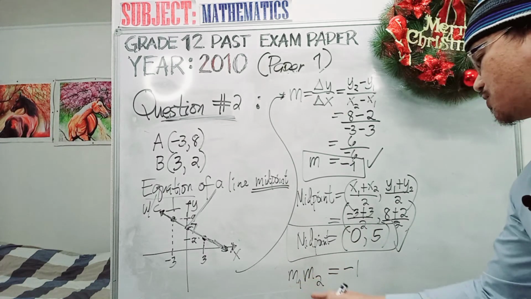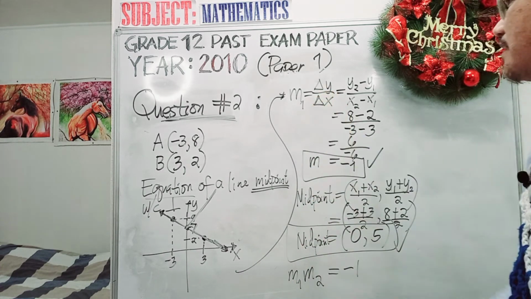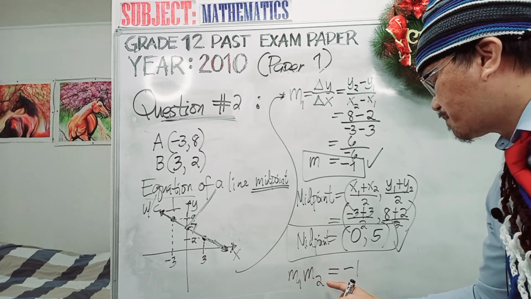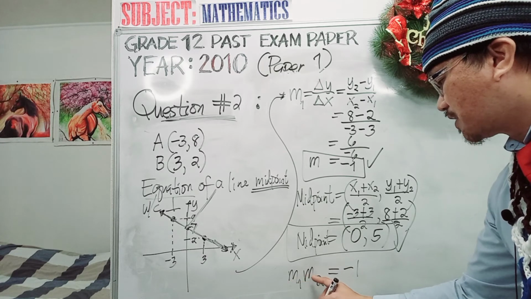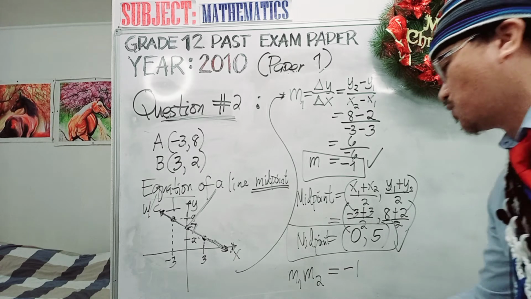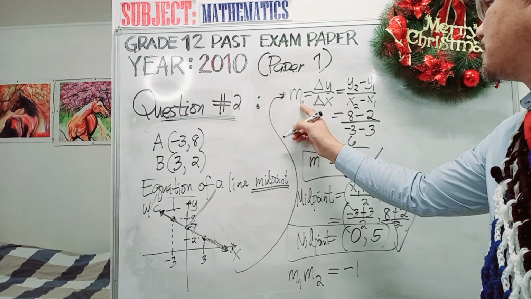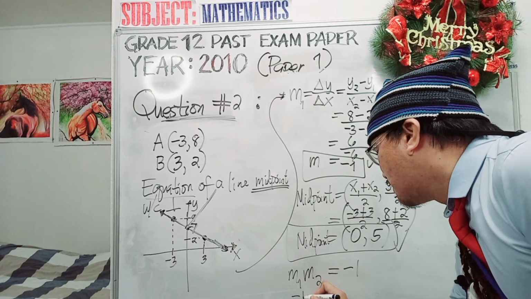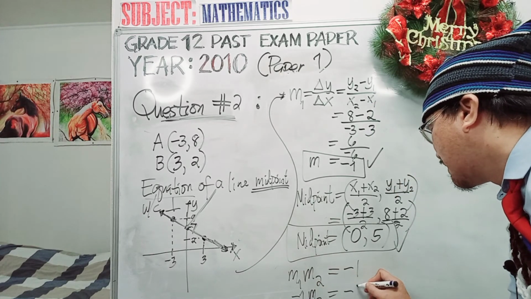So when you substitute, let's say we name this one as gradient 1, when the two lines are perpendicular to each other, the product of the gradients is always equal to negative 1. So remember that one. So our gradient of line 1 is negative 1. So you can have negative 1 multiplied by gradient 2 is equal to negative 1.